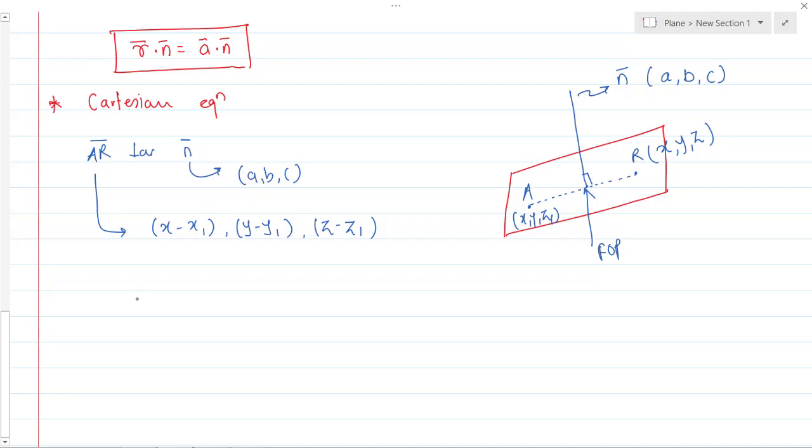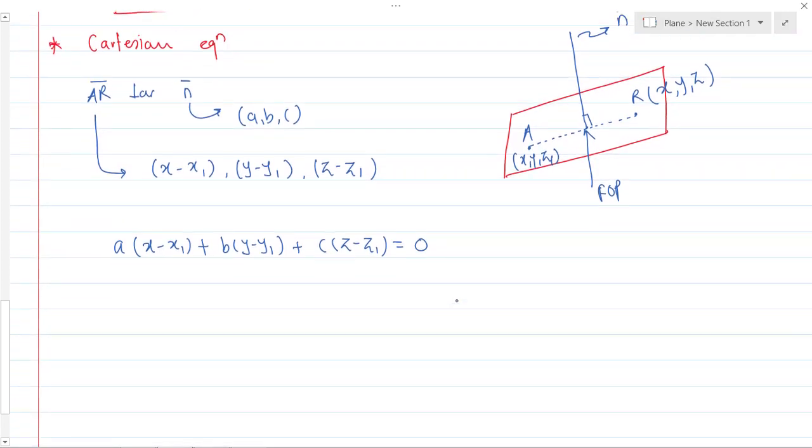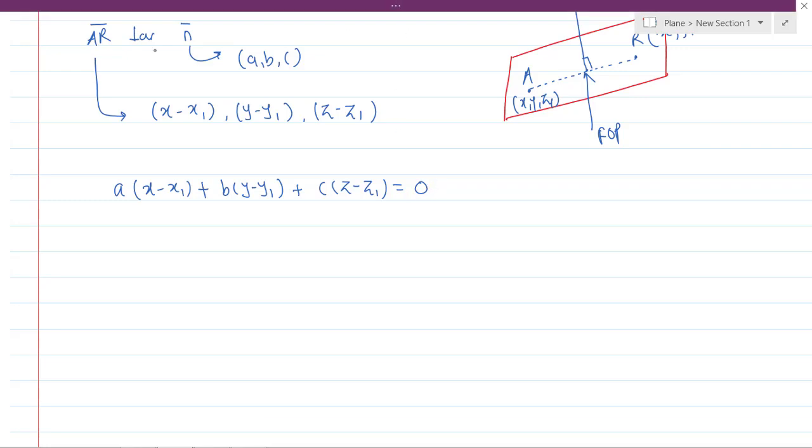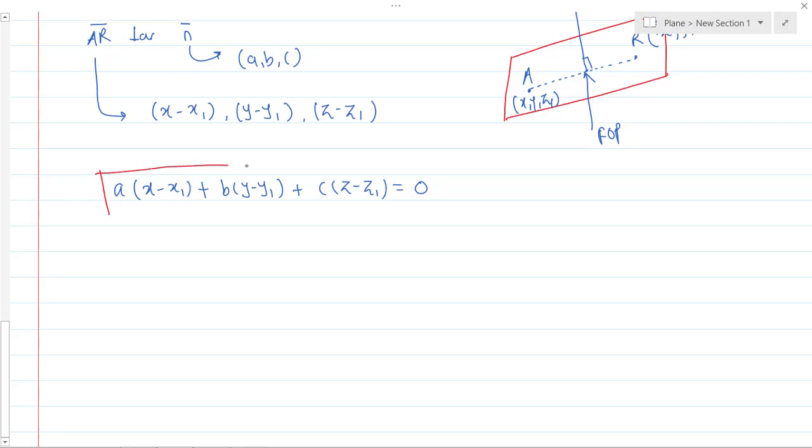So with that what I can write is A into x minus x1 plus B into y minus y1 plus C into z minus z1, it is equal to 0. What you know is that the summation of the product of the direction ratios of the two vectors is equal to 0. That's it. This becomes the Cartesian equation of the plane. It's very simple.